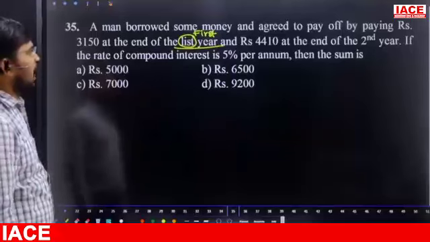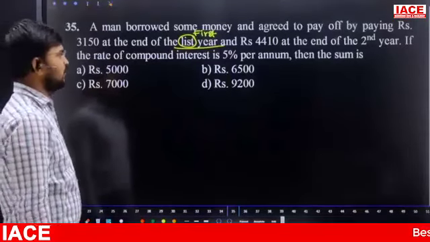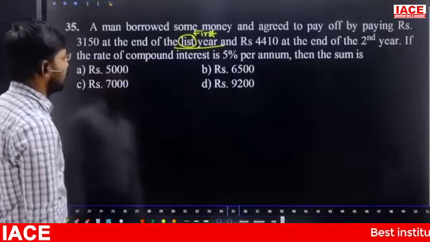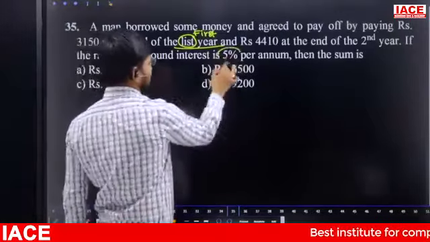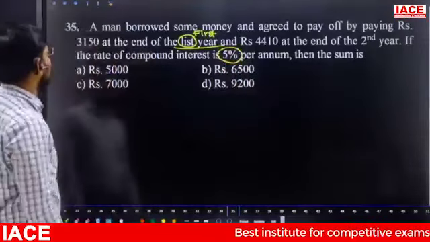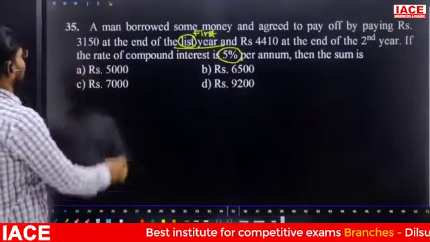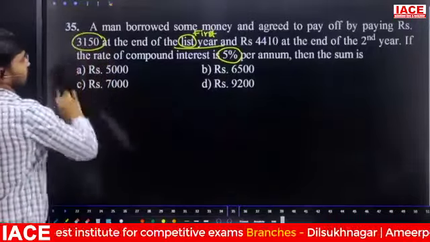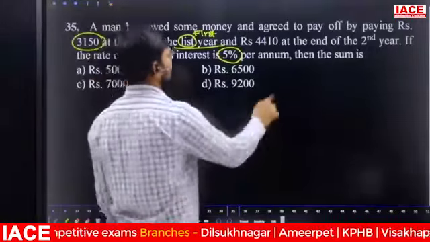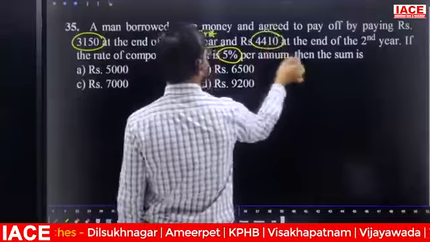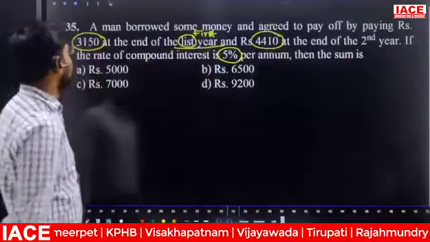3150 at the end of the first year and 4410 at the end of the second year. So if the rate of compound interest is 5% per annum, then find the sum. First year you are paying what? 3150. At the end of the second year we are paying what? 4410. First of all, what is the principal? What is the sum?